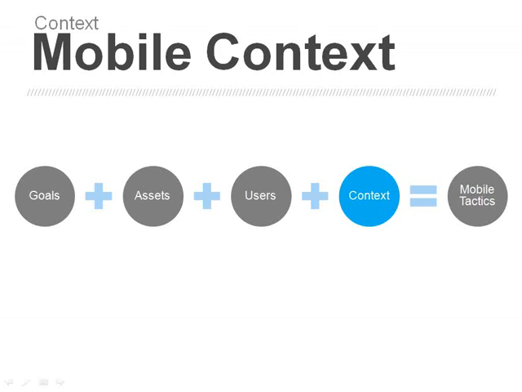So we've considered the goals, we've considered our assets, we've learned a little bit about our users, and now the last piece that we need is that context, their mobile behaviors, their mobile needs. And that'll lead us into the next step, which is which tactics we can deploy to match up to all these previous things that we have identified.